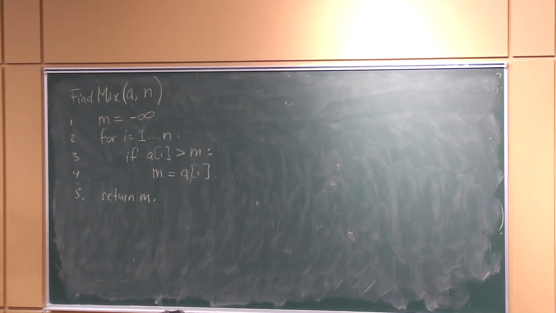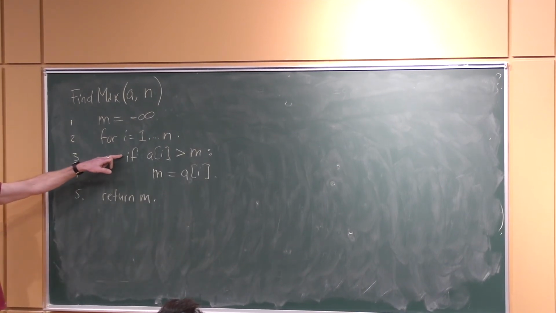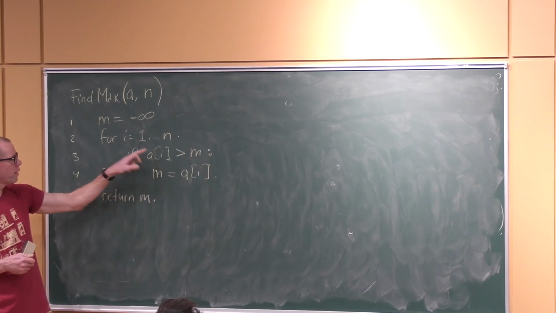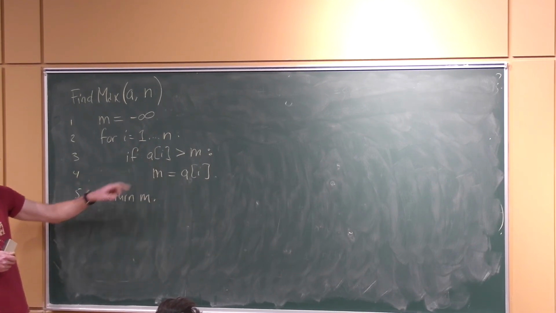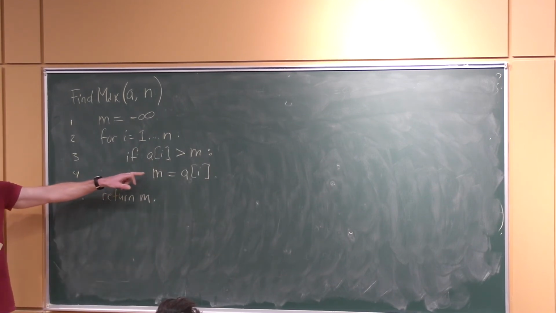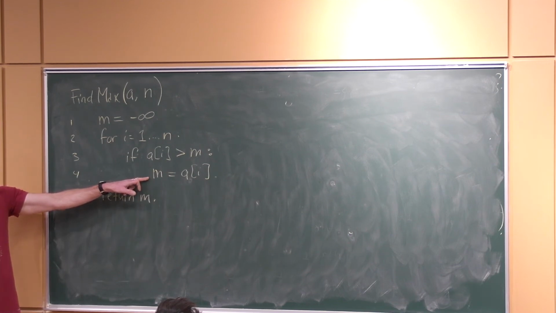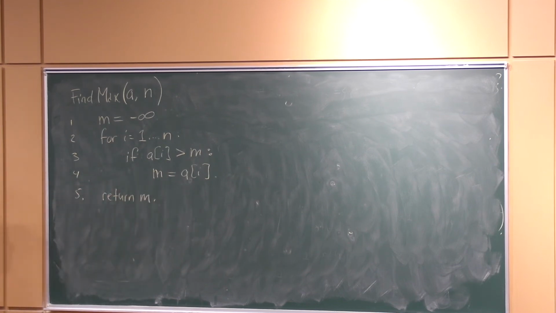And if we want to analyze the running time of this thing, this one is dead simple. There's one line that executes once. There's this for loop that we pass through exactly n times. There's this if statement. This condition is checked every time we go through the for loop, so exactly n times. And then there's one line here that may or may not execute. Sometimes it does, sometimes it doesn't.